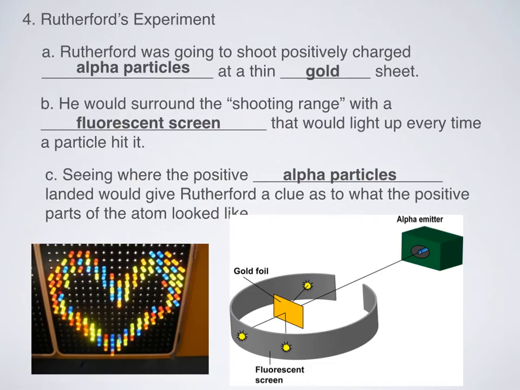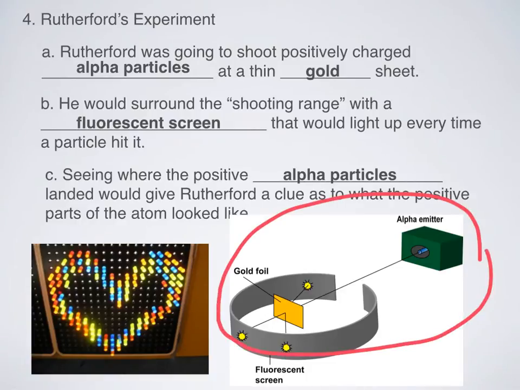So this picture in the lower area is actually what Rutherford's experiment was. And so what he did was he shot alpha particles. Now, it's not important to know what alpha particles are, because we're going to talk about them in this unit anyway.